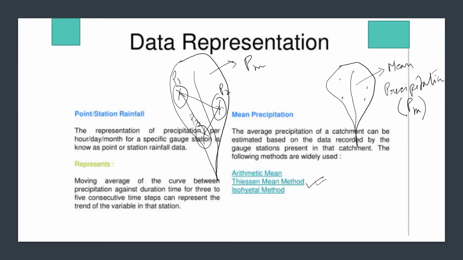Let this be P1, P2, P2, P3, P3, P1. Now bisect these connecting lines by drawing a perpendicular.